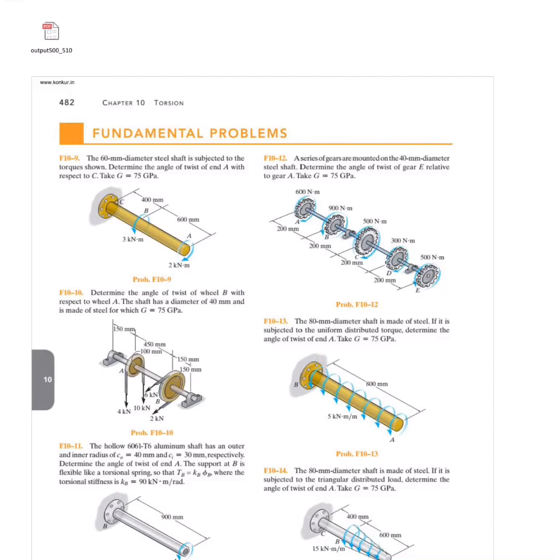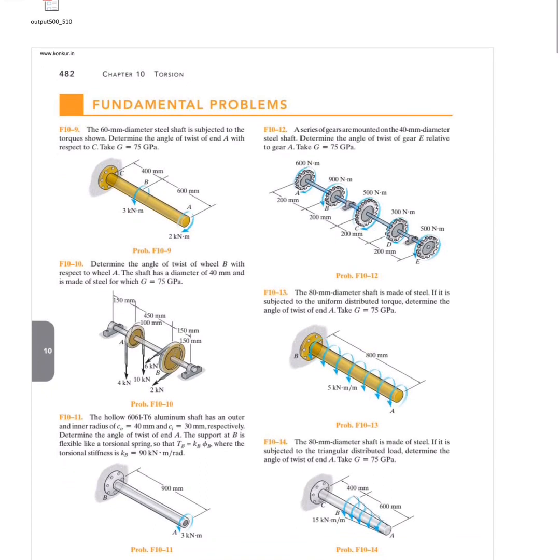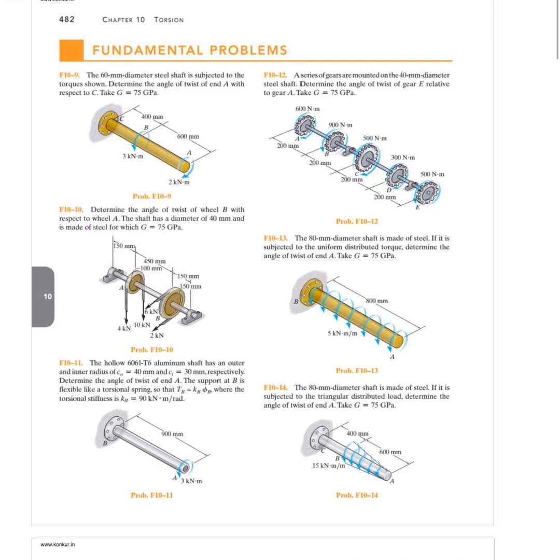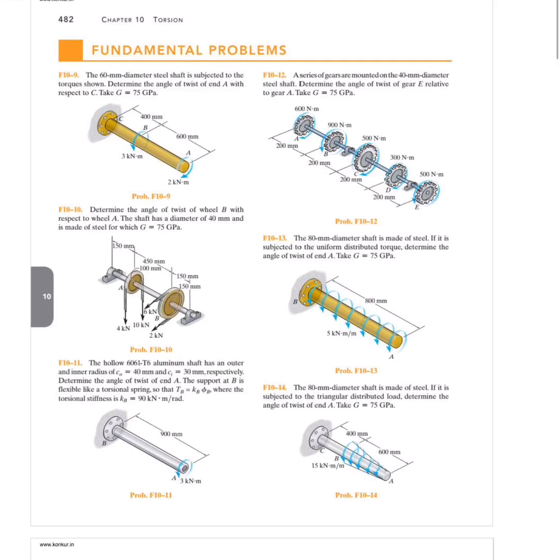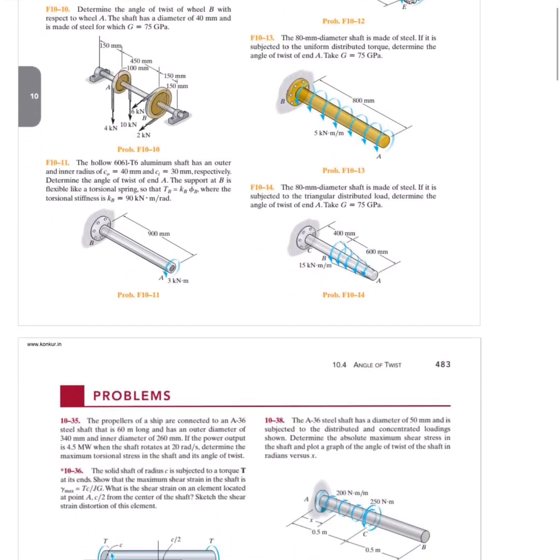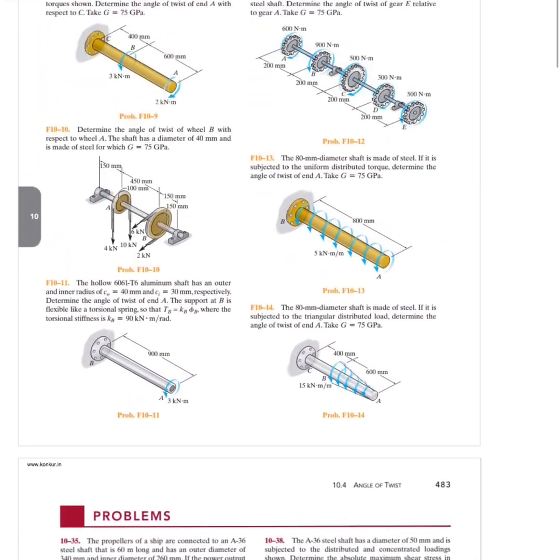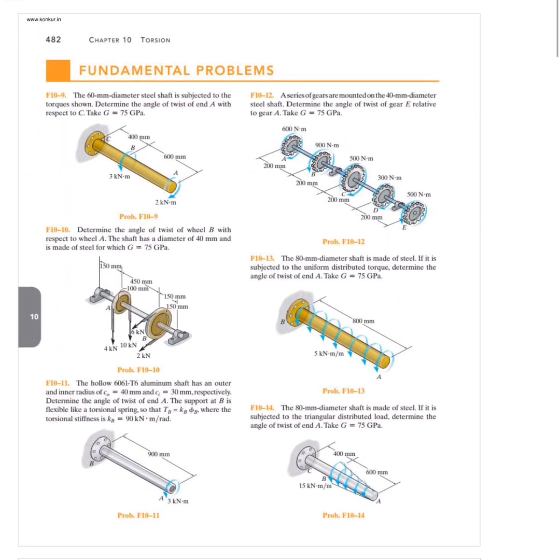Okay, let's start the second part of lecture today. We're going to solve more examples. We already worked on F10-9, and next is F10-10. Obviously, there are so many problems here. We'll just quickly go over most of them.